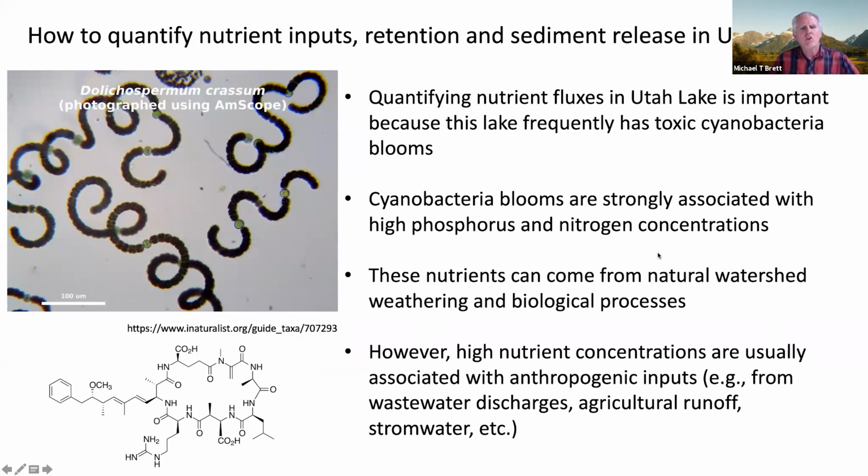And the real issue that we're concerned about here is the incidence of toxic cyanobacteria blooms. Cyanotoxin production is a little bit more difficult to predict than just cyanobacteria biomass, but some cyanobacteria blooms produce toxins. This is Dolichospermum, which used to be known as Anabaena, much easier to pronounce. And I've also got depicted here the cyanotoxin microcystin, which is frequently detected at high enough concentrations to be of concern in Utah Lake.